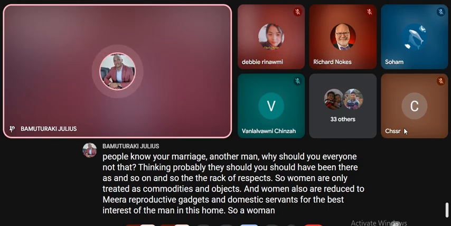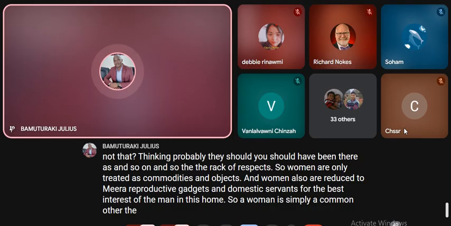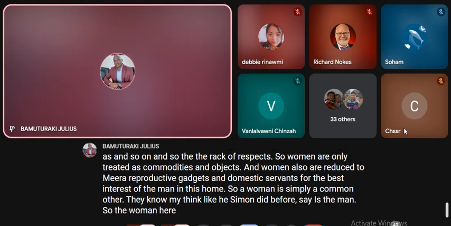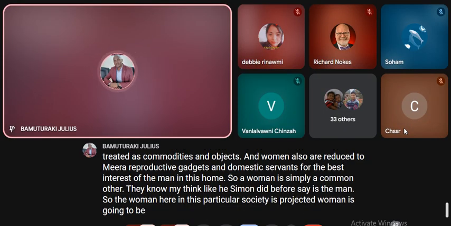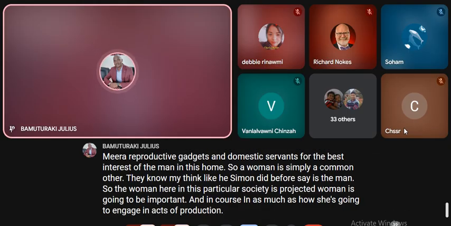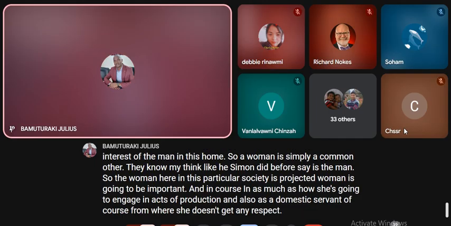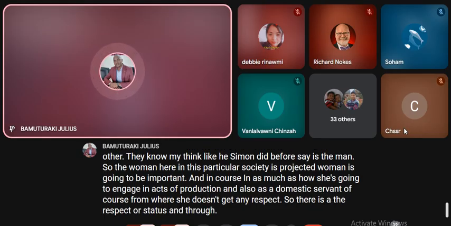So a woman is simply a common other. The norm, I think, like Simone de Beauvoir would say, is the man. So the woman here in this particular patriarchal society is projected. The woman is going to be important, in quotes, in as much as how she's going to engage in acts of production and also as a domestic servant, of course, from where she doesn't get any respect. So there is the respect or status earned through childbearing and the implication on those who do not have children.